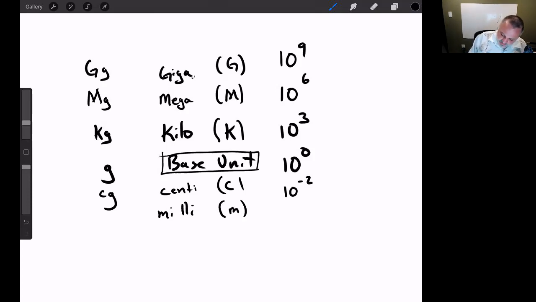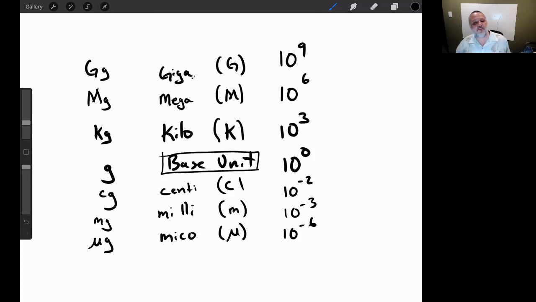It's little m. It's 10 to the minus 3, so it's a milligram. Then it's micro. And I've already used all of my m's, so what I'm going to do is use a Greek letter m, mu. It's 10 to the minus 6th. So I've got a Greek symbol here for microgram.